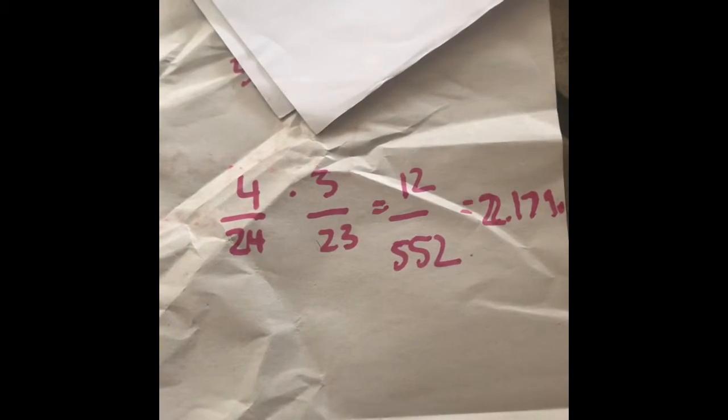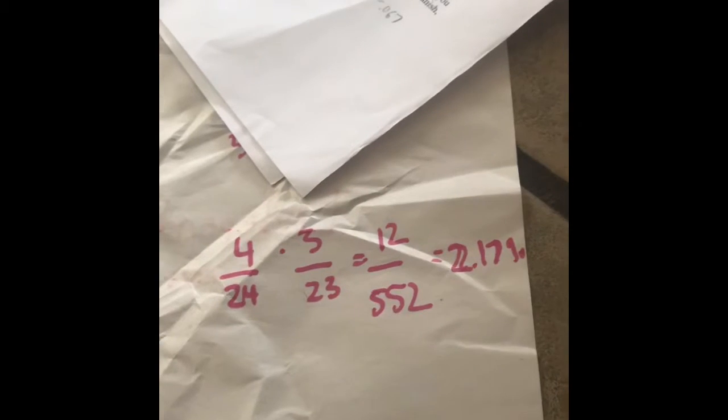And then we have 4 times 3 equals 12. Then 24 times 23 equals 552. You divide 12 by 552, which equals 2.17%. So our volunteer has a 2.17% chance of getting blue after she got it the first time without replacing it.